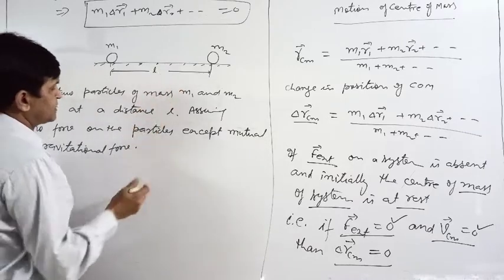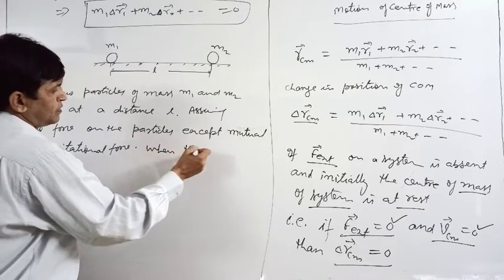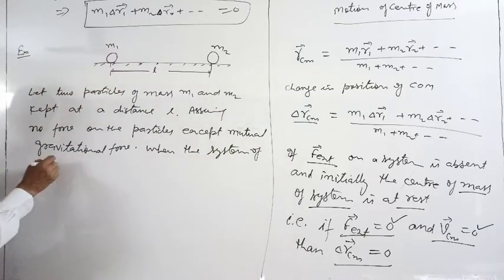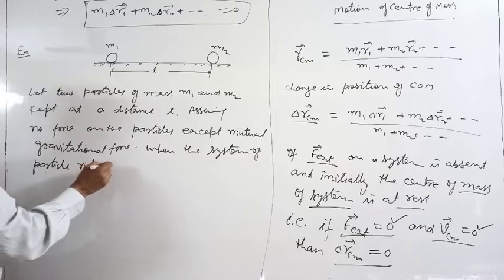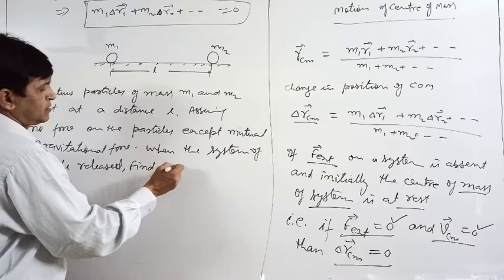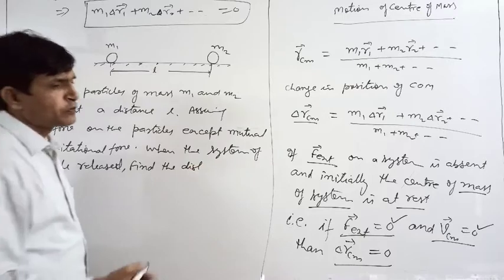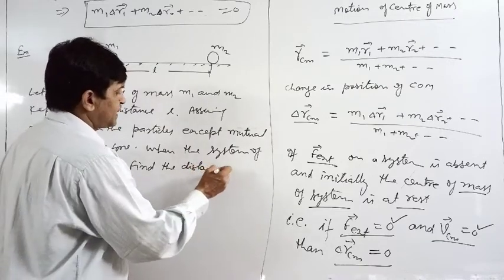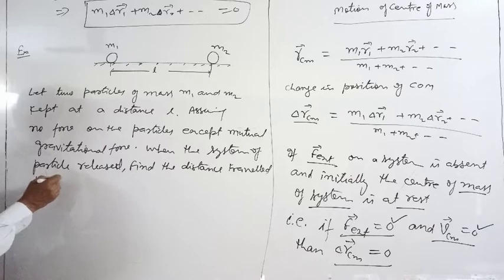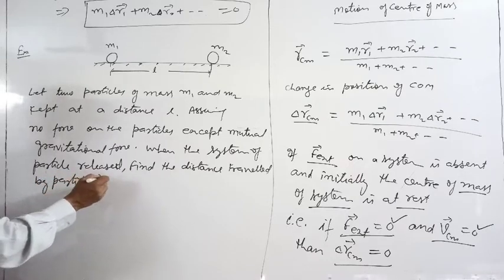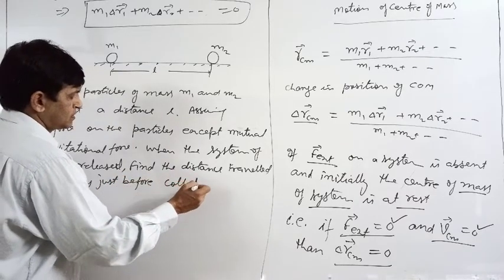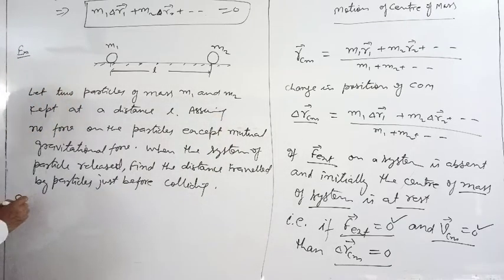Now, when the system of particles is released, find the distance traveled by each individual particle just before colliding. This is the question. Okay?